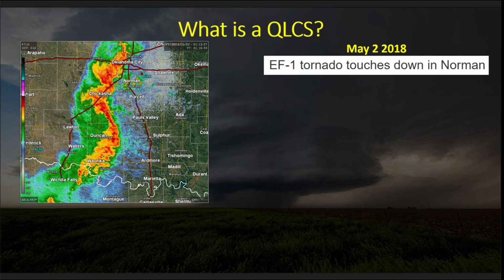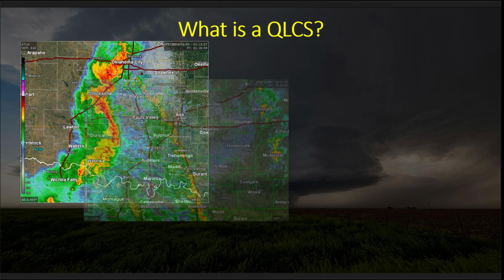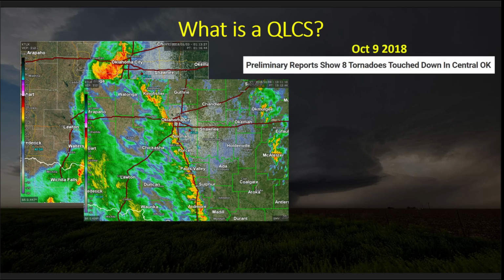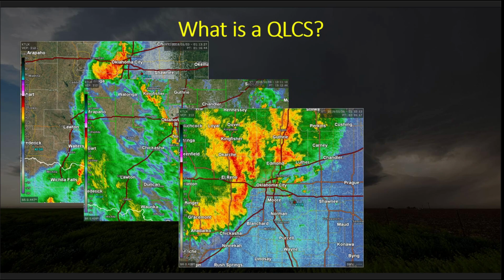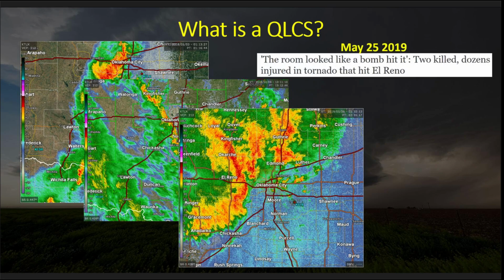Some recent events: May 2nd, 2018, an F1 tornado touches down in Norman. October 9th, 2018, we had 8 tornadoes that touched down in central Oklahoma. May 25th, 2019, the room looked like a bomb. 2 killed, dozens injured in a tornado that hit El Reno.